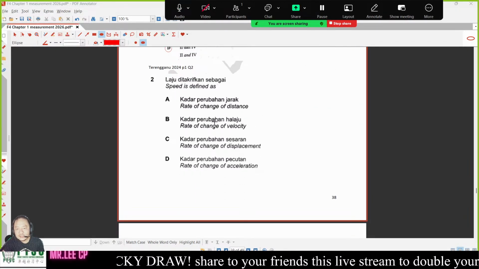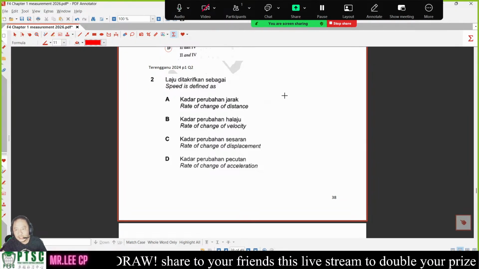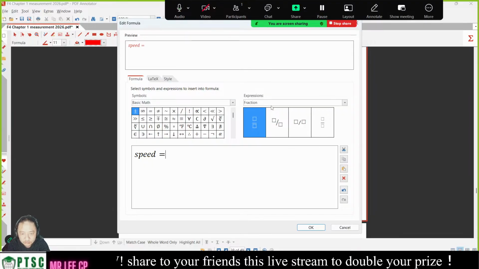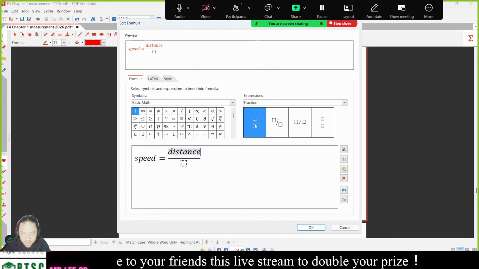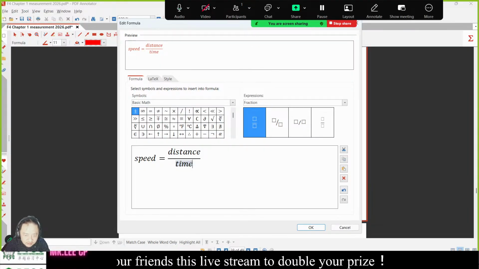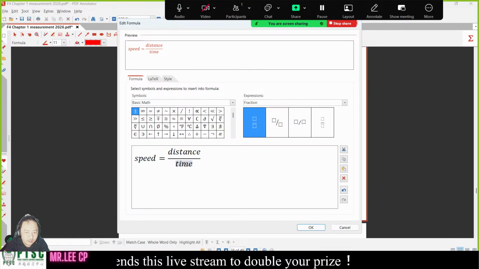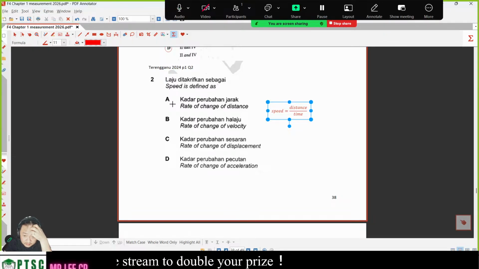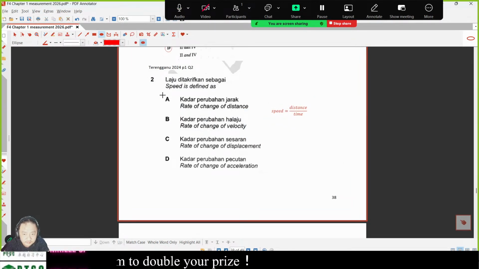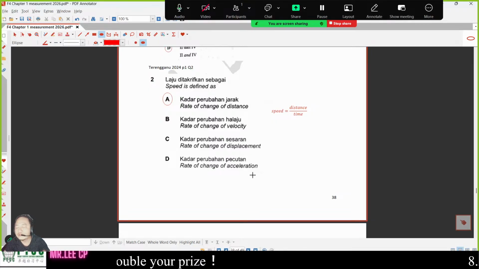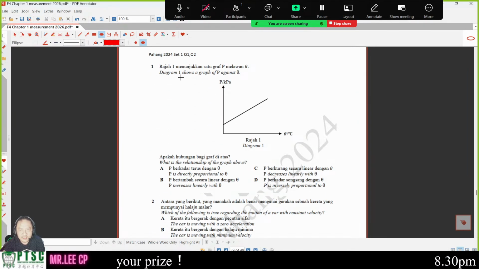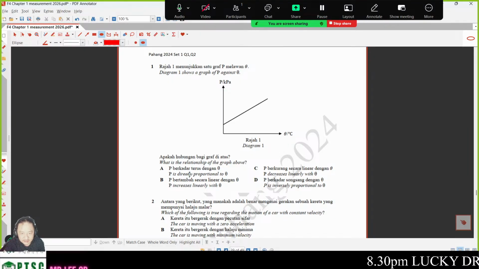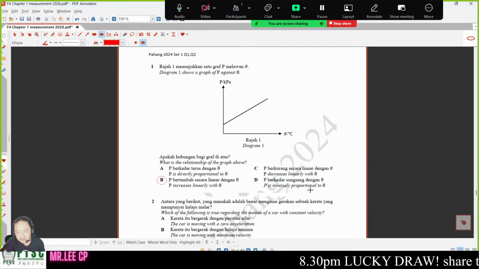Speed is defined as, okay. What is speed? Chapter 2 will go into detail. Speed is equal to distance divided by time. If you divide by time, we are going to call it a rate. Rate of change in distance. Rate of change of velocity, displacement, acceleration, no. Diagram 1 shows P against theta. So, what is the relationship? Linearly increasing, yes. B, decreasing linearly, inversely proportional, no.